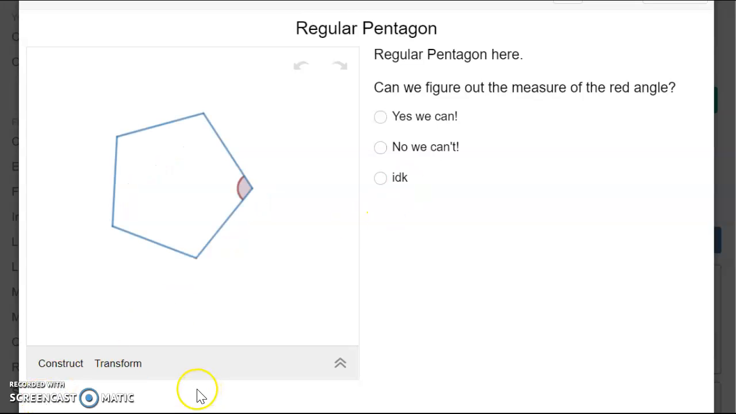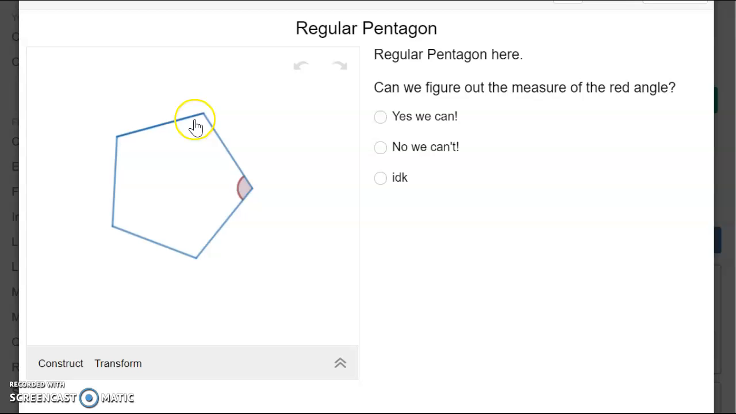What about a regular pentagon? In this case, how many triangles are you going to be able to form? Pentagon means it has 5 sides. So 5 minus 2 is 3, and 3 times 180 is 540. I know that all the interior angles are going to add up to 540 degrees.